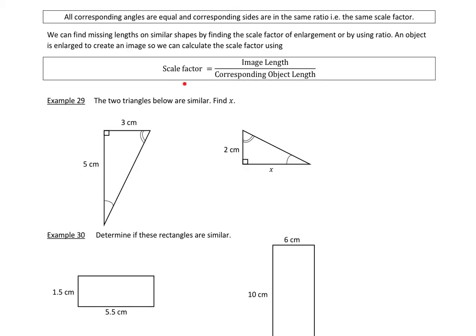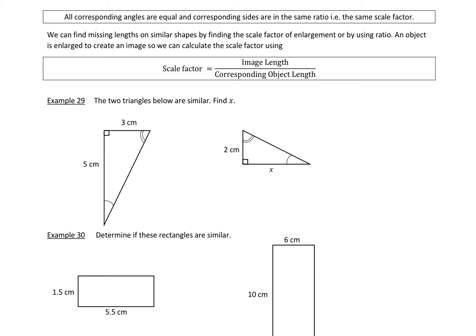So they've said it here, the scale factor is equal to the image length divided by the corresponding object length, and that's very important, the corresponding object length. So here, we'll see what that means. Here, the side 3 becomes side 2. So side 5 becomes side x. So it's 3 goes to 2 and 5 goes to x.